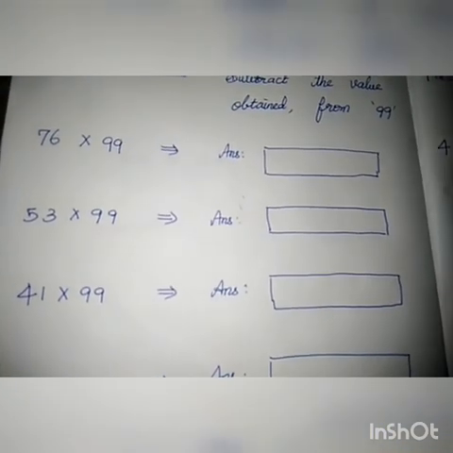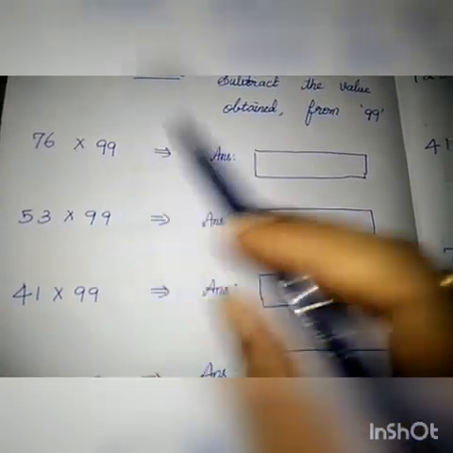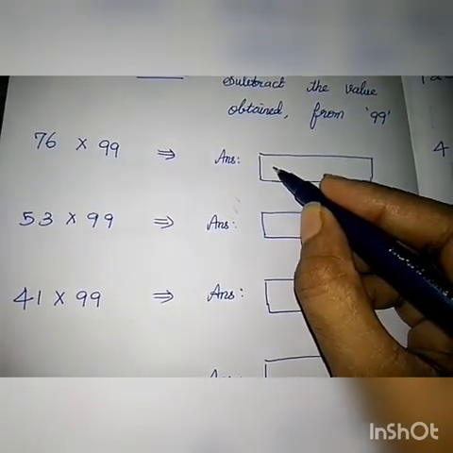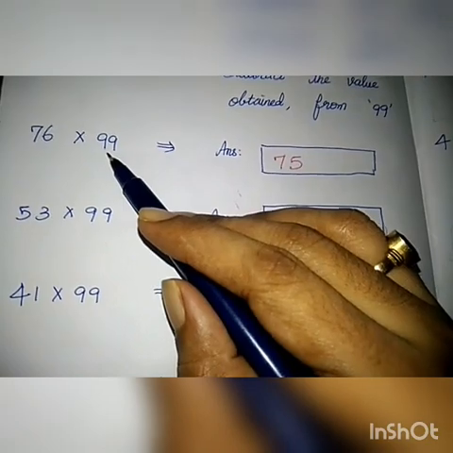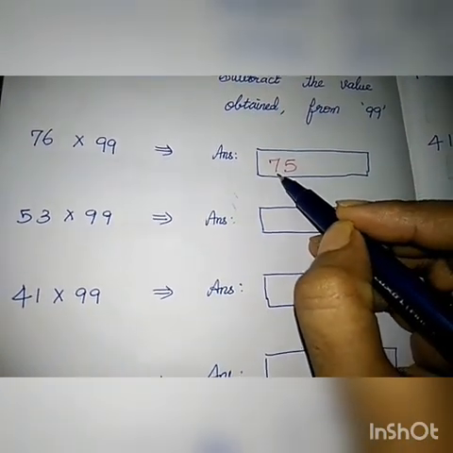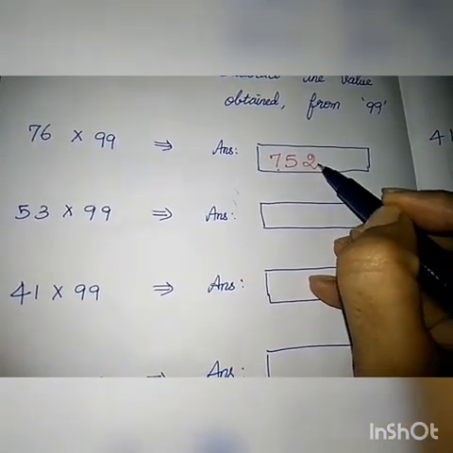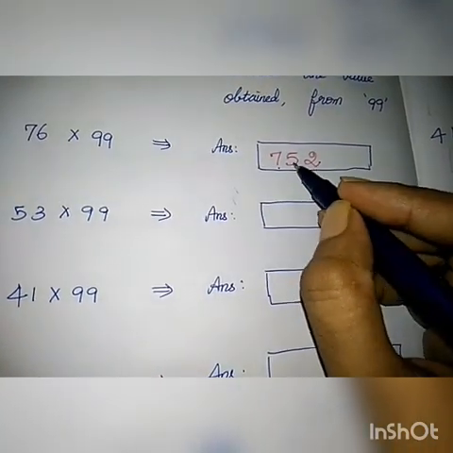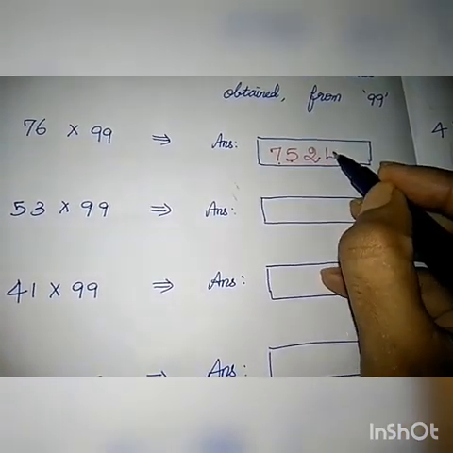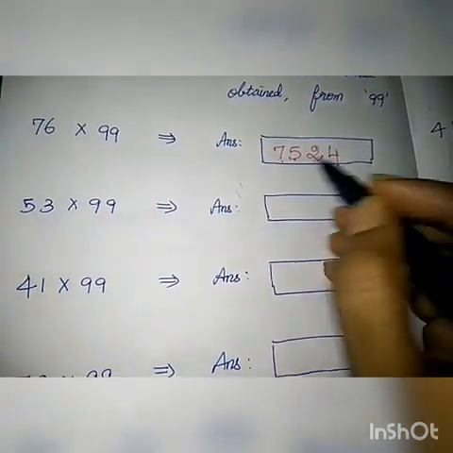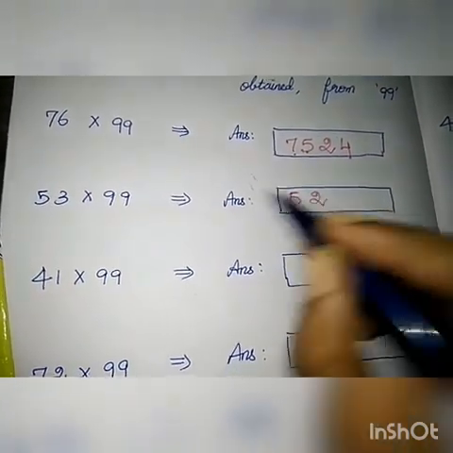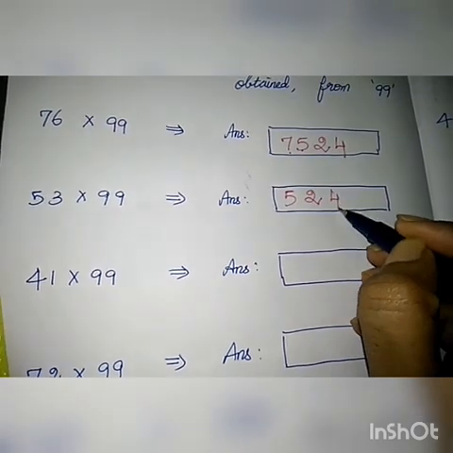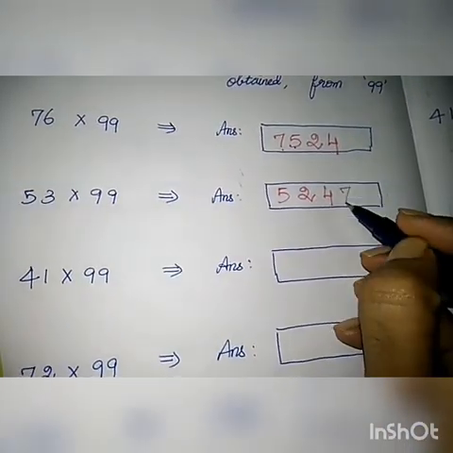Now moving on to the practice problems. 76 into 99. What is the preceding number to 76? Simply 75. Now from the first 9 you reduce 7, so you will be getting 2. From the second 9 you reduce 5. That is 4. My answer is 7524. Coming to the next one, 53. What is the preceding number? 52. First 9 minus 5, 4. Second 9 minus 2, 7.